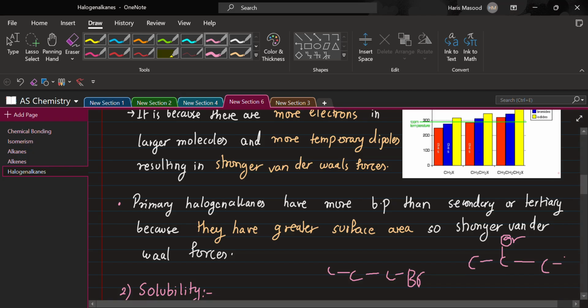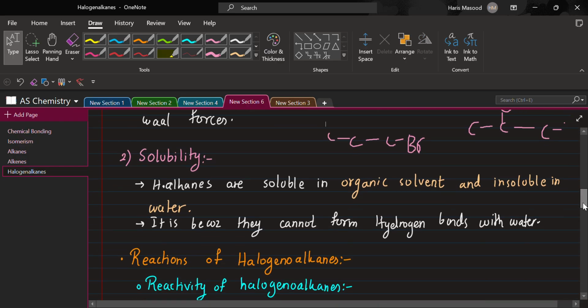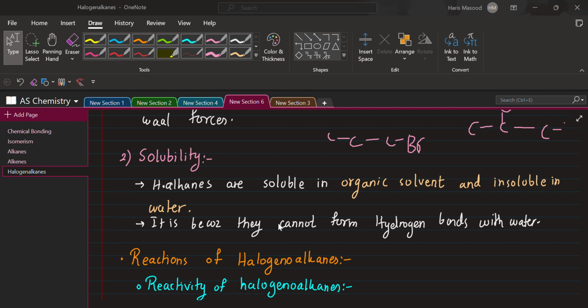Moving on to the next one, that is solubility. Halogenoalkanes are soluble in organic solvents and insoluble in water. The reason is quite simple, because they cannot form hydrogen bonds with water. Forces are the reason behind the solubility. So they won't be forming hydrogen bonds, so they are not soluble in water. Instead, they will form van der Waals forces with other organic molecules, so they are soluble in organic solvents only.